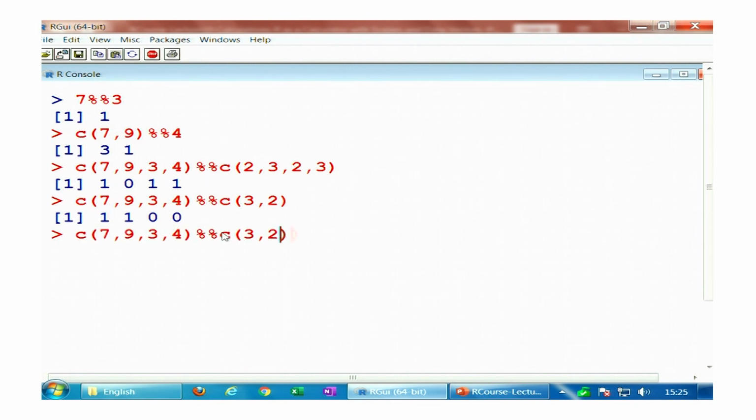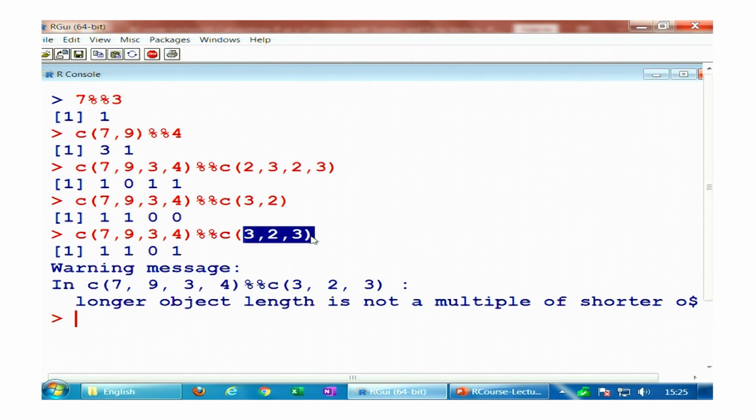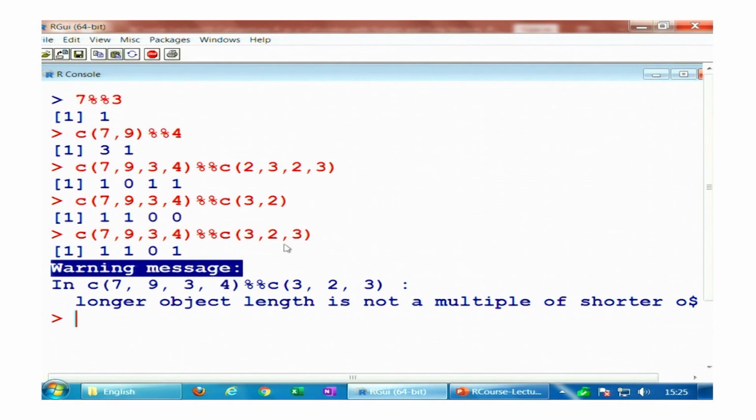And if you try to take the number of elements which are not an exact multiple length, you can see like this that this 3 2 3 is going to be operated with 7 9 3. So 7 divided by 3, the remainder is 1; 9 divided by 2, remainder is 1; 3 divided by 3, remainder is 0; and 4 divided by 3, the remainder is 1. But it will give you a warning message because there is no place where 2 and 3 can be operated over here, right? So that is the way we are going to operate on it.